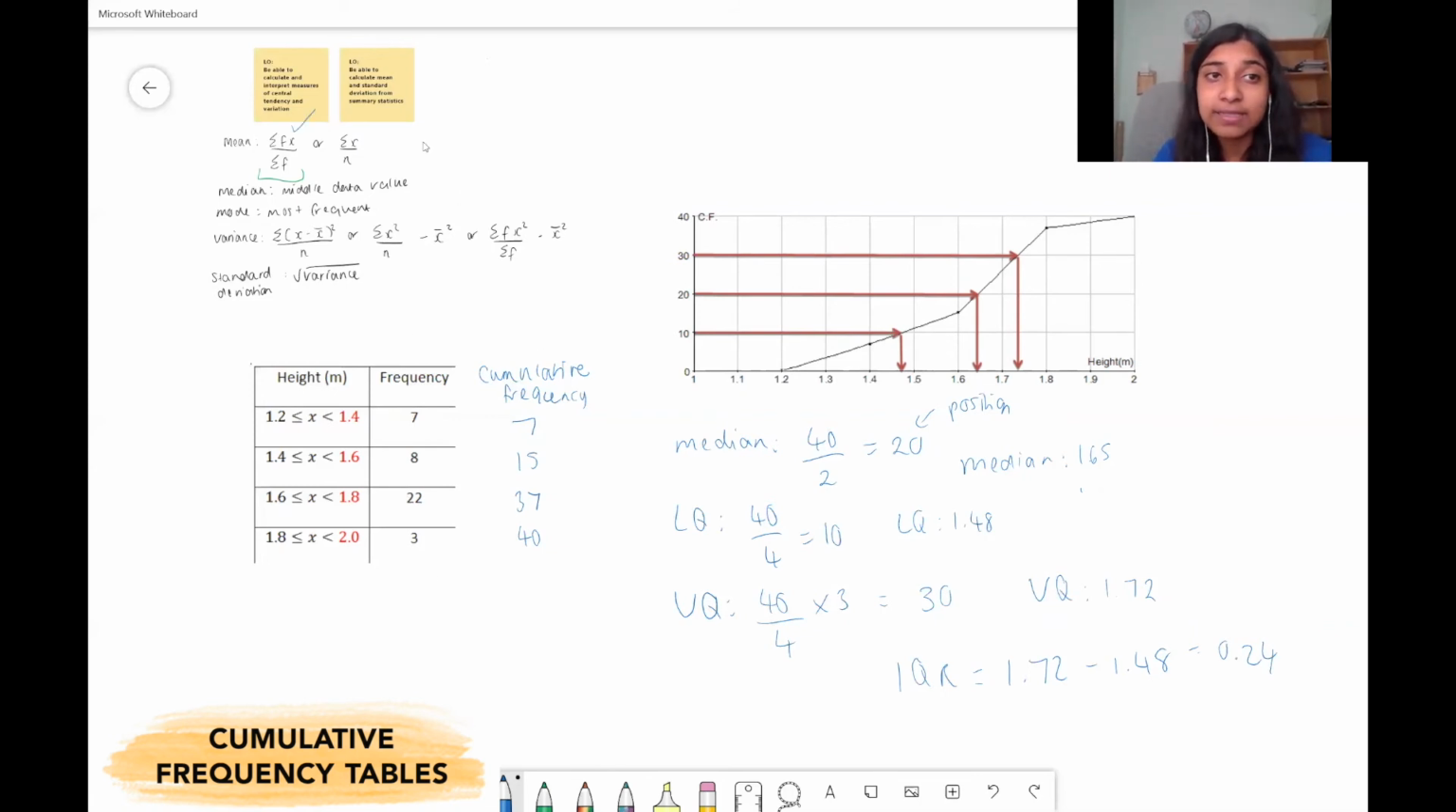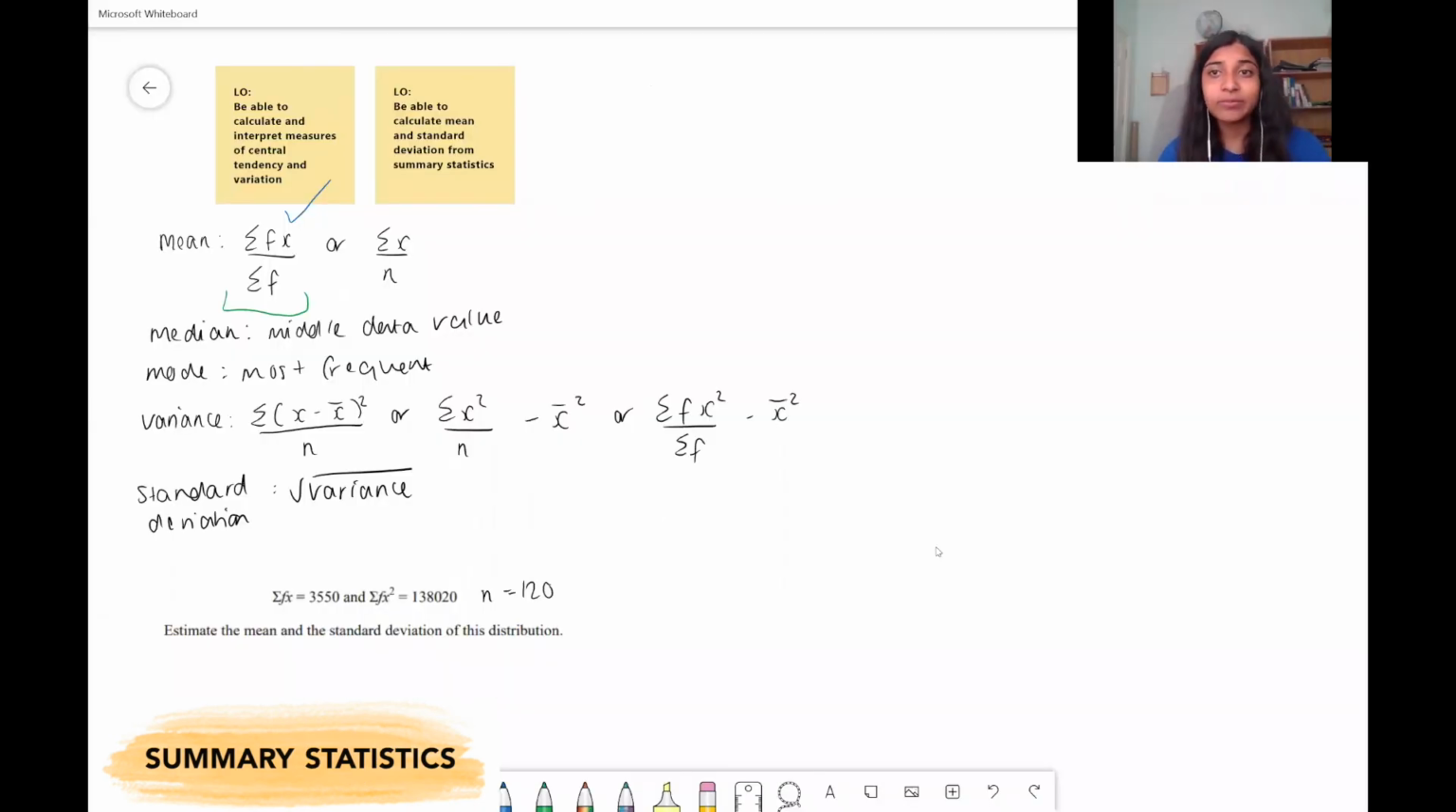So let's move on to how to calculate mean and standard deviation from summary statistics. Summary statistics are just your sum of fx or your sum of fx squared that they may give you instead of having to work it out, and you just have to work out the mean or standard deviation using them. So for example, let's say we have the sum of fx equals 3550 and the sum of fx squared is equal to 138020, and our n is 120, and we want to estimate the mean and standard deviation of this distribution. Feel free to try it out for yourself if you want to.